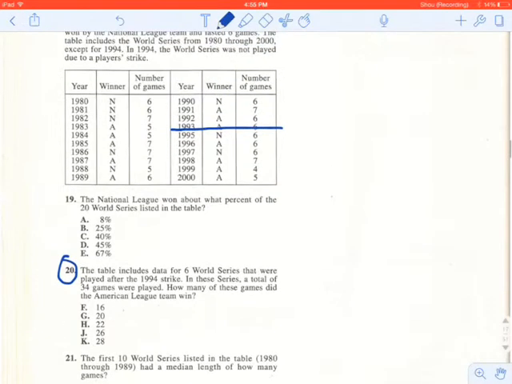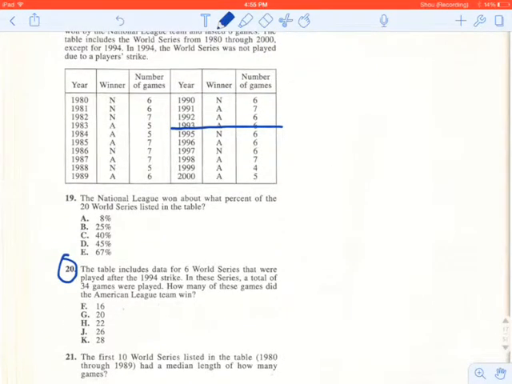Okay, so if we look up here, all that the table tells us is who won in what year and how many games they played. We're looking for how many games the American League won, and that's really difficult for us to tell just by looking at this chart. So we're going to have to read a little bit to find out what all this means and how to find the information that will get us to the answer.